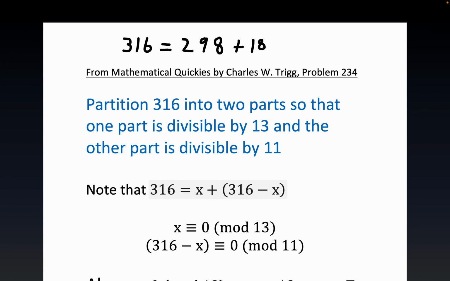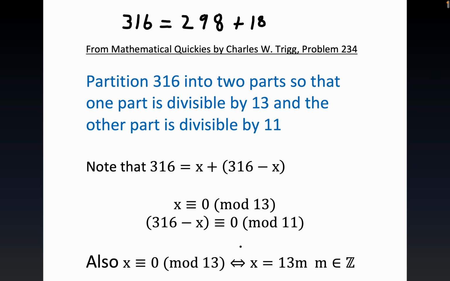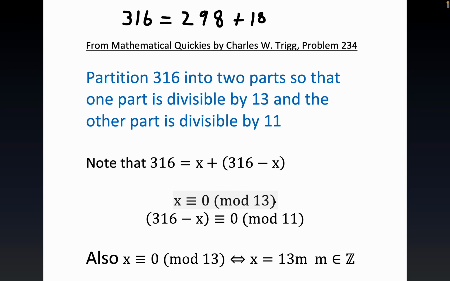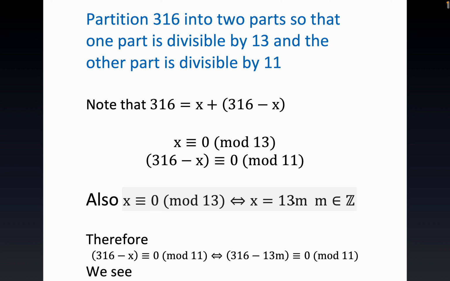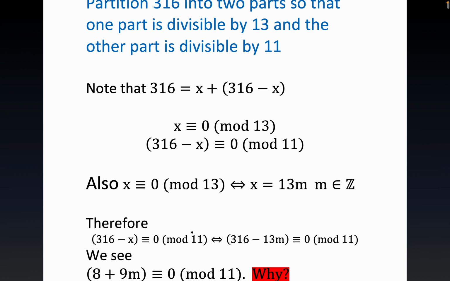So this is always a nice, clever way to write it in terms of a single variable. 316 is equal to x plus 316 minus x. You can rewrite this in modular arithmetic form, and then this reads x is congruent to 0 mod 13. That means 13 divides x minus 0. Another way of saying that is x is just a multiple of 13, x equals 13m, where m is an integer. So we can substitute x equals 13m right here, which is what we did on the very next line.